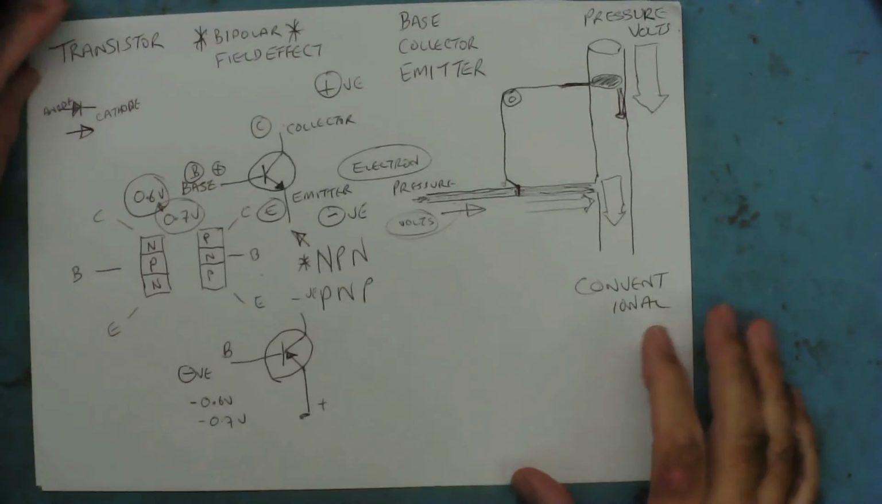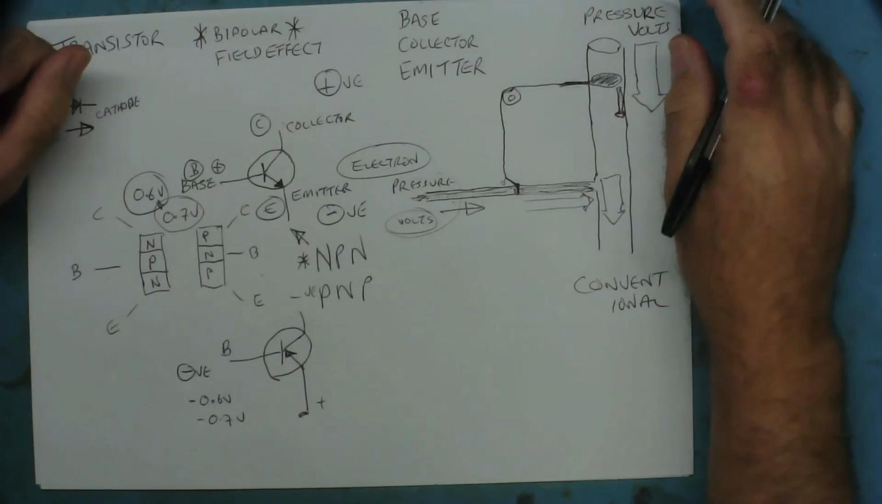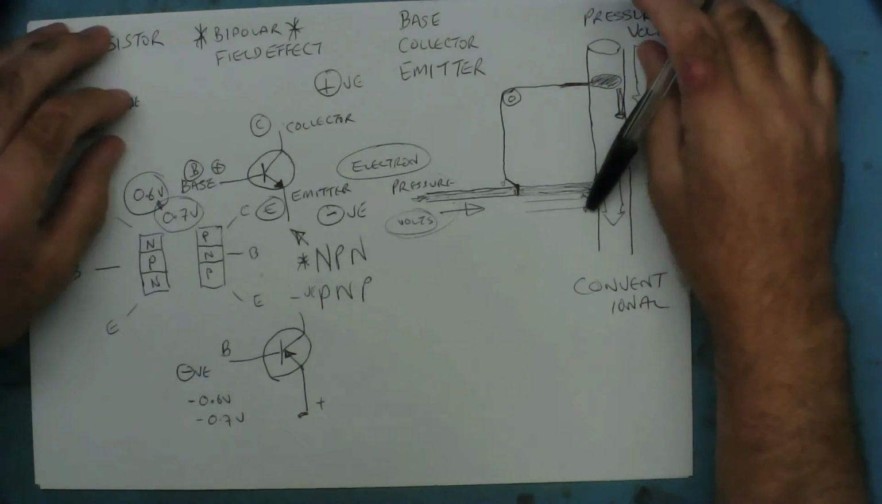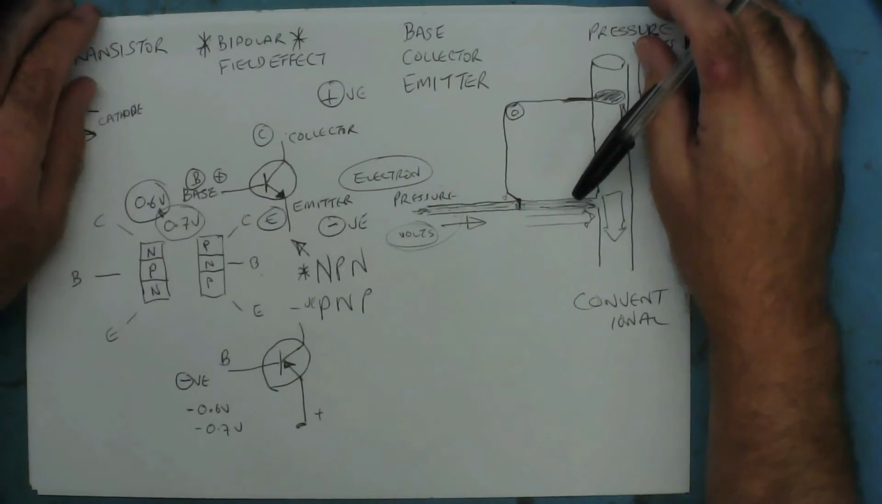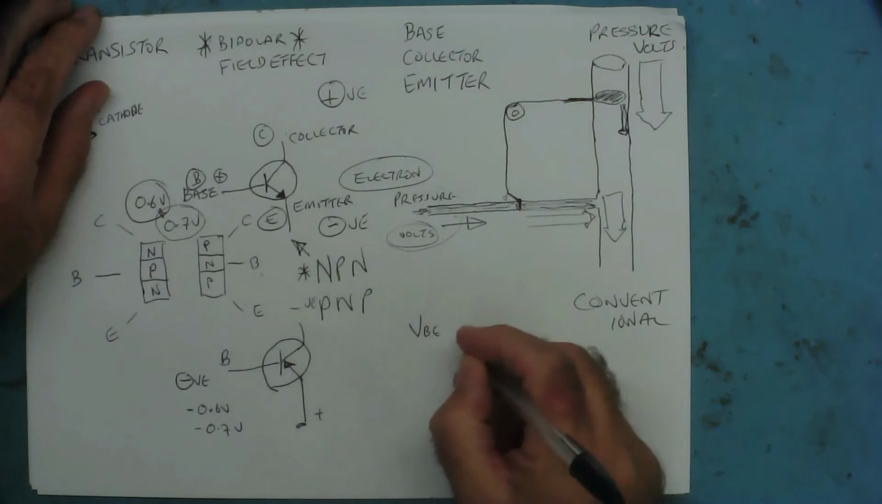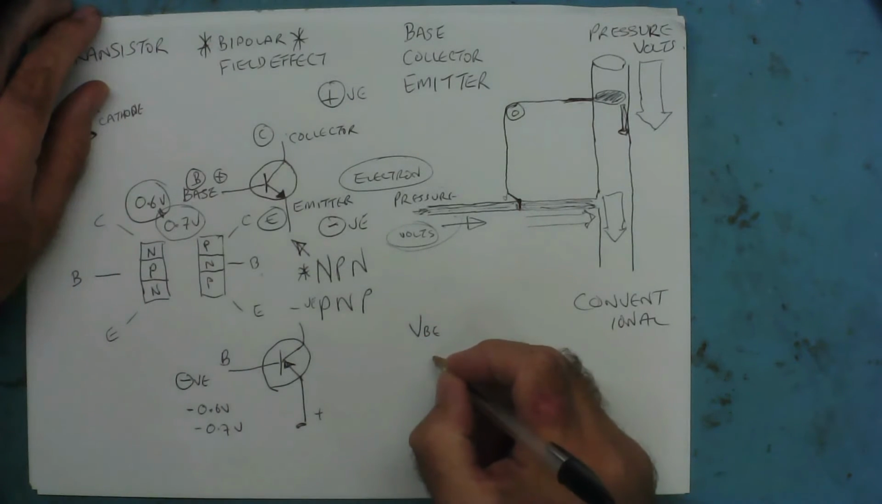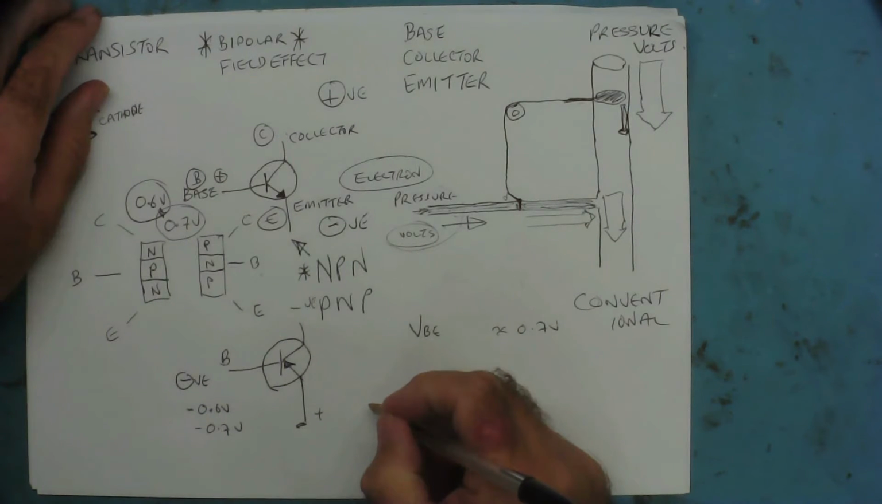So you can see how to actually find the data sheet for transistors. You'll find that a transistor has lots and lots of different ratings, and some are more important than others. You'll find things like VBE, which is the maximum voltage between the base and the emitter, which is normally about 0.7.